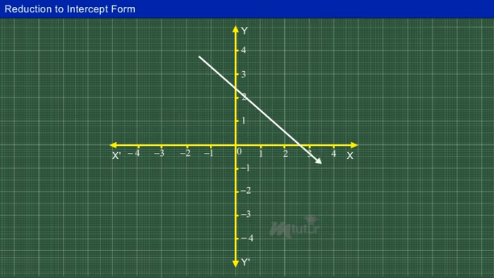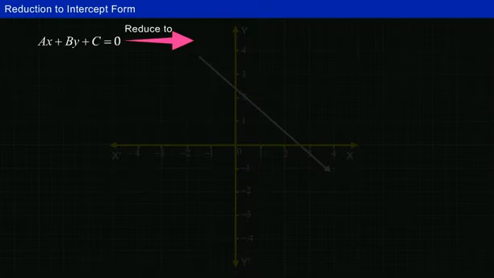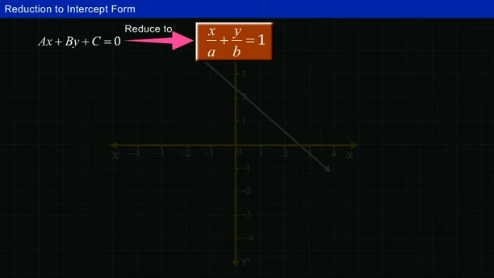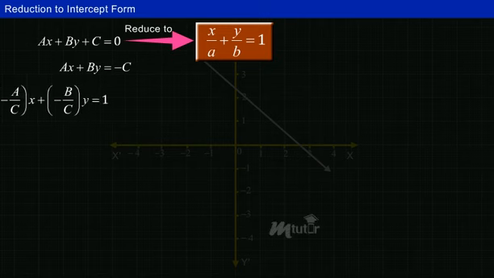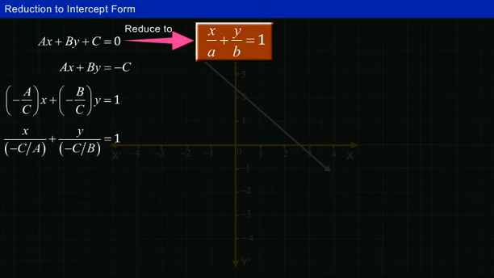Let us take the equation ax plus by plus c is equal to 0. Here, we need to reduce the equation into the form of x by a plus y by b is equal to 1. By simplifying the above equation, we get ax plus by is equal to minus c. Then, on dividing by minus c on both sides, and on further simplification, we get the result by assuming a and b are not equal to 0. Hence, this is the reduction form of a line.